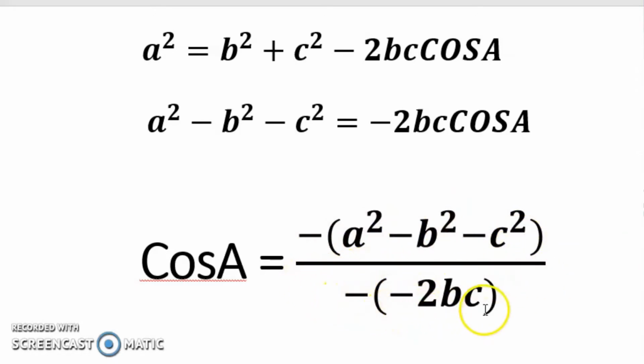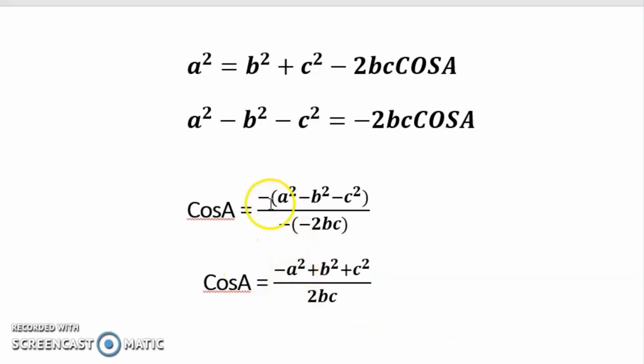So if I open up this bracket, plus a squared, because negative times positive is negative, so it becomes negative a squared. Negative times negative is positive, so positive b squared. Negative times negative is positive, so positive c squared, all over negative times negative is positive, positive 2bc. So what we are having is cos A is equal to minus a squared plus b squared plus c squared all over 2bc.